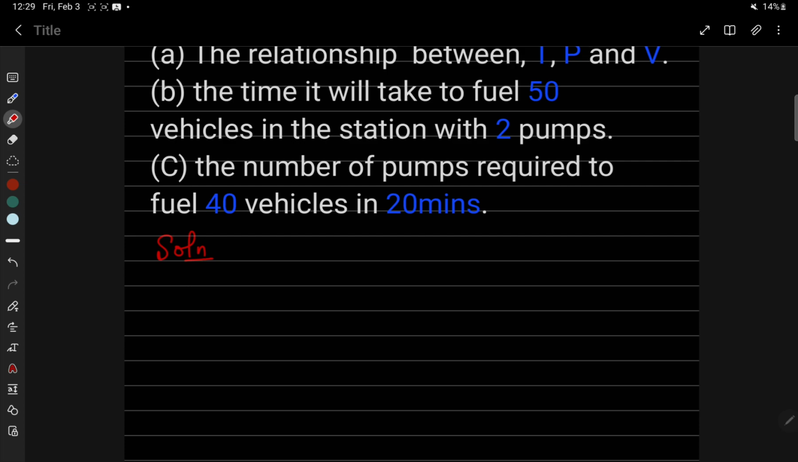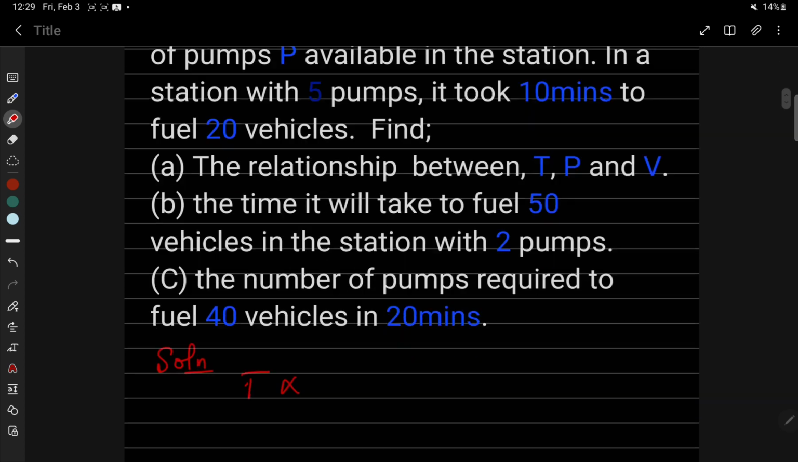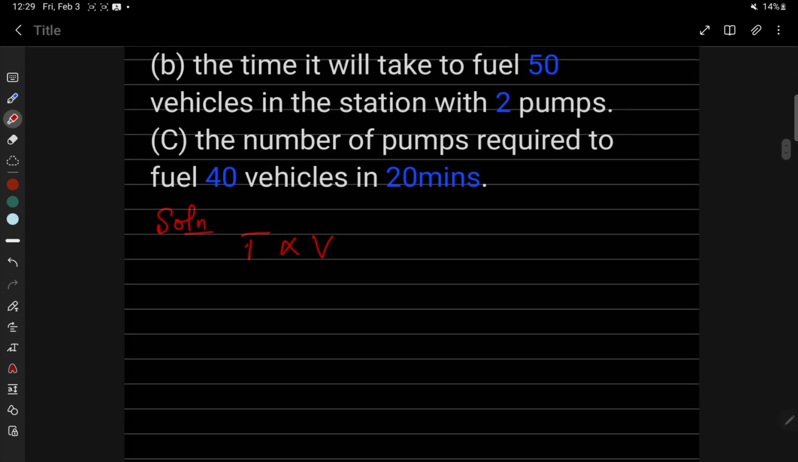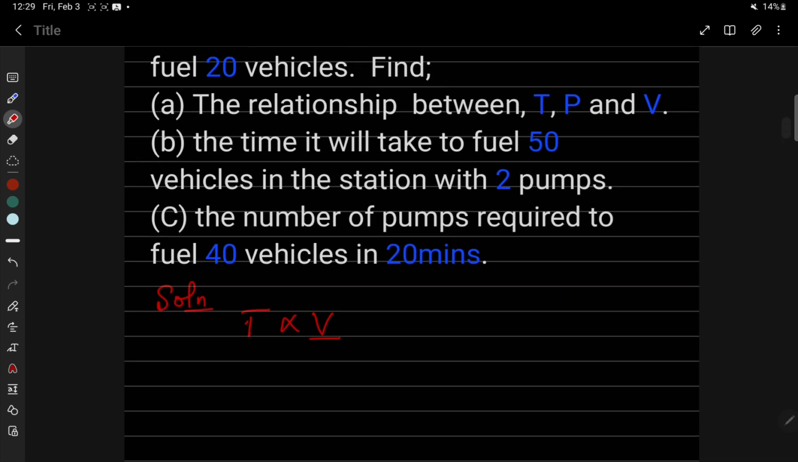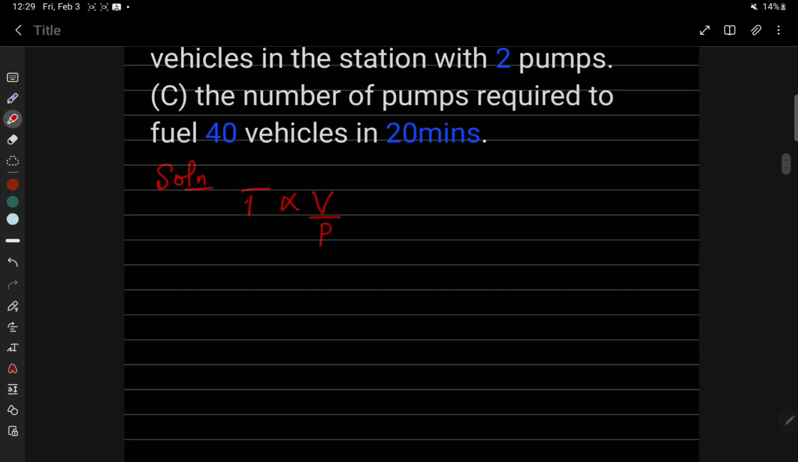Recall, we are told the time taken, T. So T is directly proportional to the number of vehicles, but inversely as the number of pumps. And the number of pumps, we use P to denote, so we have P. Now, invariably, this is how they are related. That is T, V, and P.